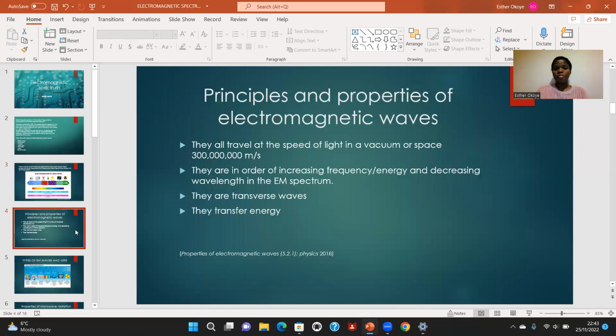So what are the properties of electromagnetic waves? They all travel at the speed of light in a vacuum. The speed of light is about 300 million meters per second. That is fast. In the electromagnetic spectrum they are in order of increasing frequency and energy and decreasing wavelength. They are transverse waves and they transfer energy.